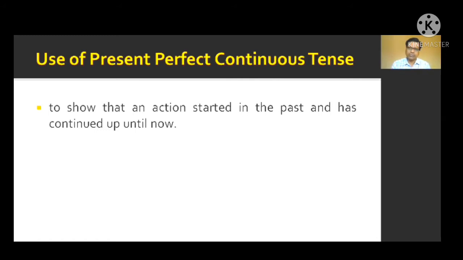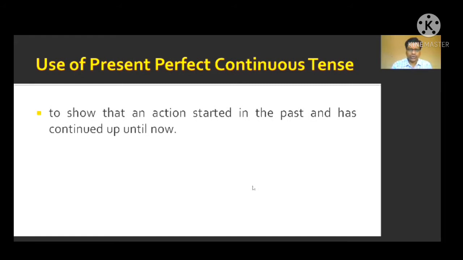Already I told you, progressive means continuous. So here you have the use of present perfect continuous tense. We use present perfect continuous tense in order to show that an action started in the past, it means before some time in the present, and continued up till now. Got it? So this way, you need to really think about it.